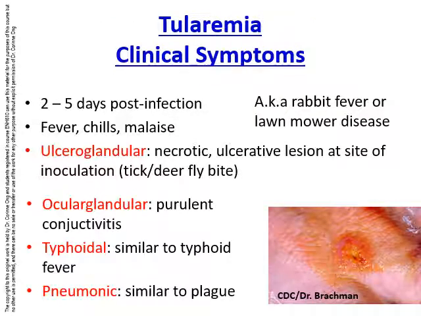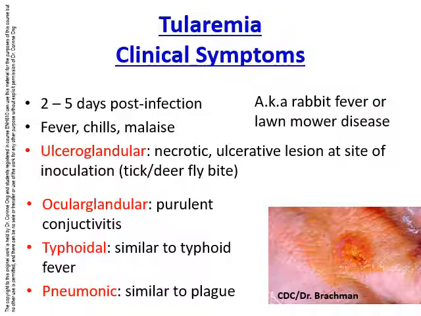Tularemia is a bacterial disease, also known as rabbit fever or lawnmower disease. The symptoms are flu-like with fever, chills, and malaise, and this usually shows up 2 to 5 days post-infection. There are 4 different types of tularemia.